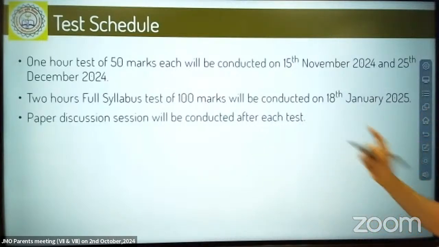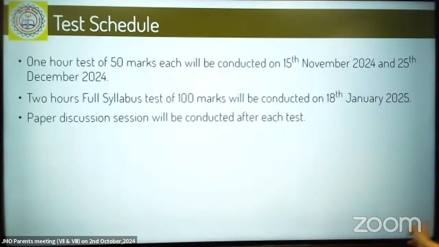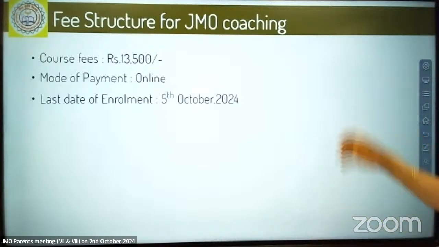Paper discussion session is conducted after every test. Now the fee structure for JMO: we are conducting 34 lectures and 4 exam sessions. So the course fee is 13,500. You have to make an online payment.